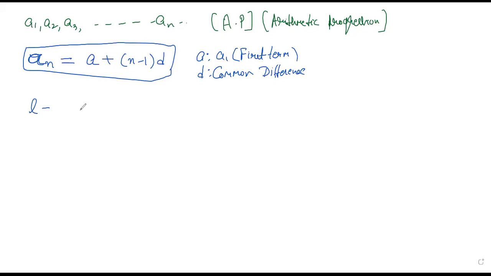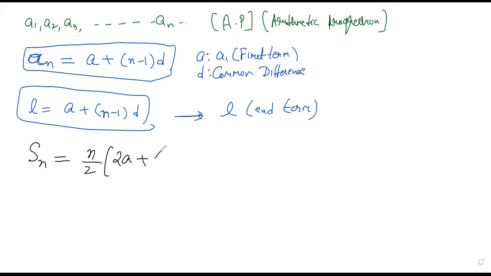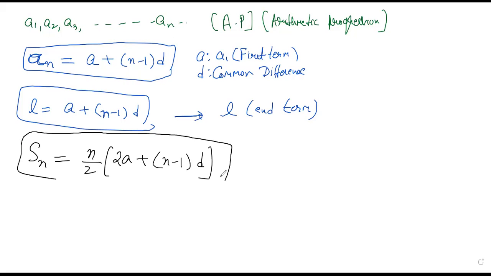The formula for L will also be the same, a plus n minus 1 d, and here L is the nth term. The nth term is the last term, so the formula will be the same. Nth term, last term, all things are the same. Now we discussed the sum of n terms. We have already discussed this: n by 2 times (2a plus n minus 1 d). So we discussed this formula also, the sum of n terms. So these 3 formulas we discussed today.